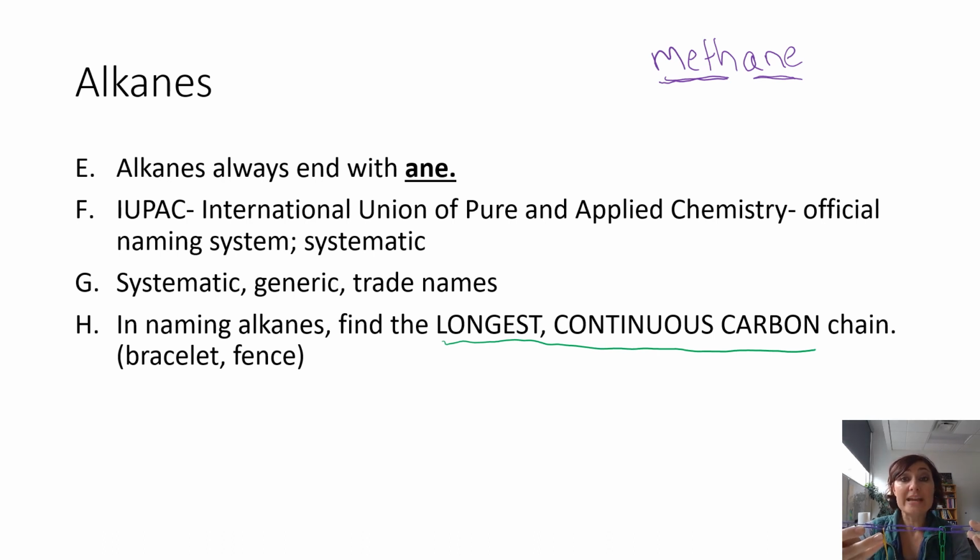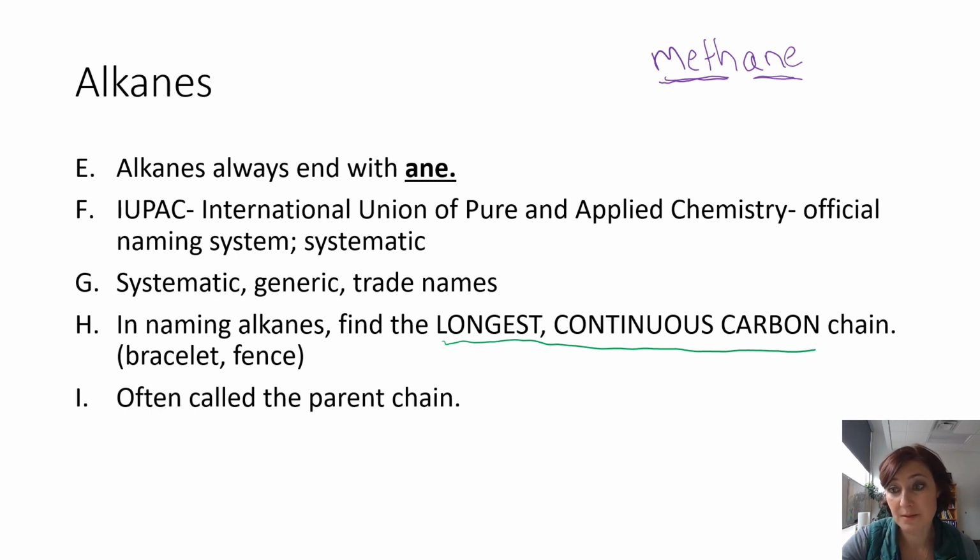Anything that you don't count as part of the longest chain, so this yellow group and this green group, are going to be considered branches. You cannot have a branch also be included in the longest chain. Those are two separate things. Once we actually start practicing this, hopefully this is going to make a little more sense. Remember, though, that the longest chain of carbons is also called the parent chain, so you're going to hear me use those interchangeably.